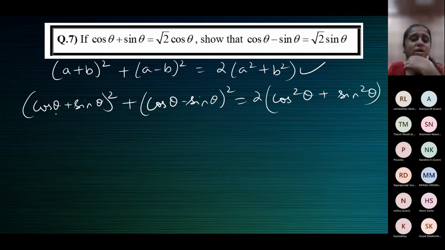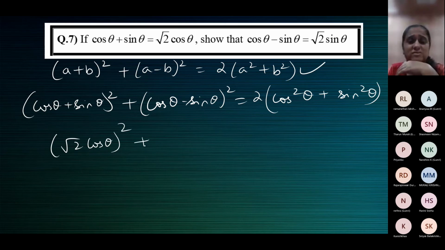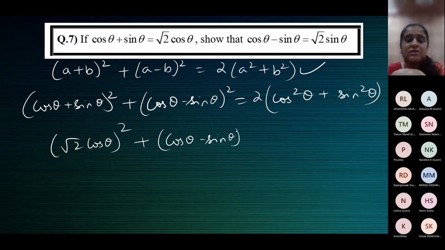Now cos theta plus sin theta the whole square. So we know that cos theta plus sin theta is root 2 cos theta. Root 2 cos theta the whole square plus, this is what we have to find or prove, so write this as it is. Cos theta minus sin theta is what we have to get. So write that as it is. We have to show that cos theta minus sin theta is equal to root 2 sin theta.